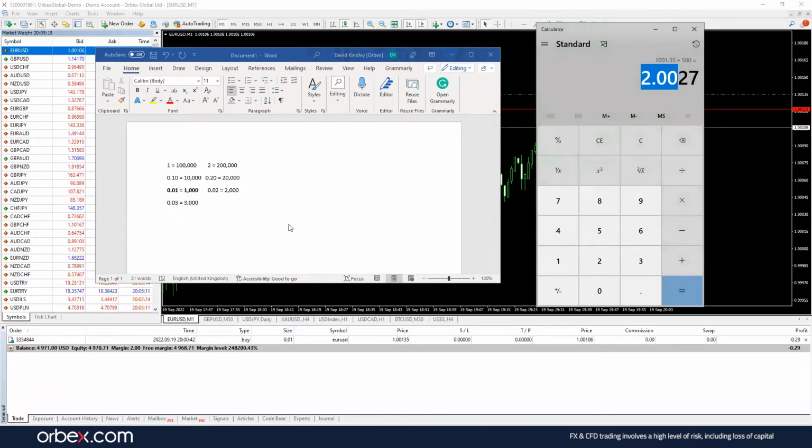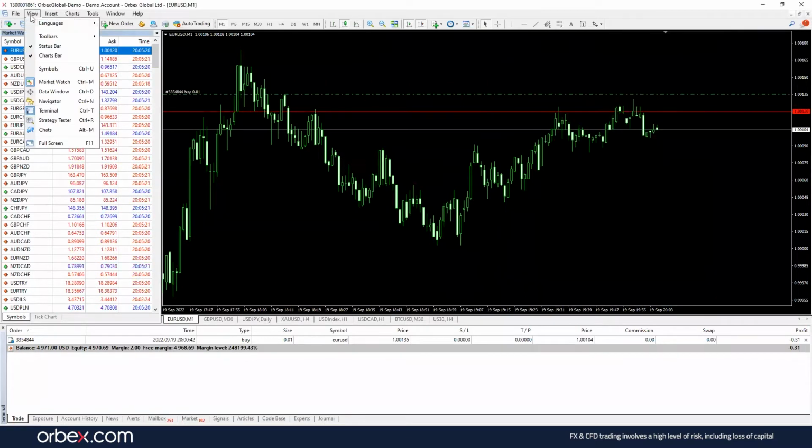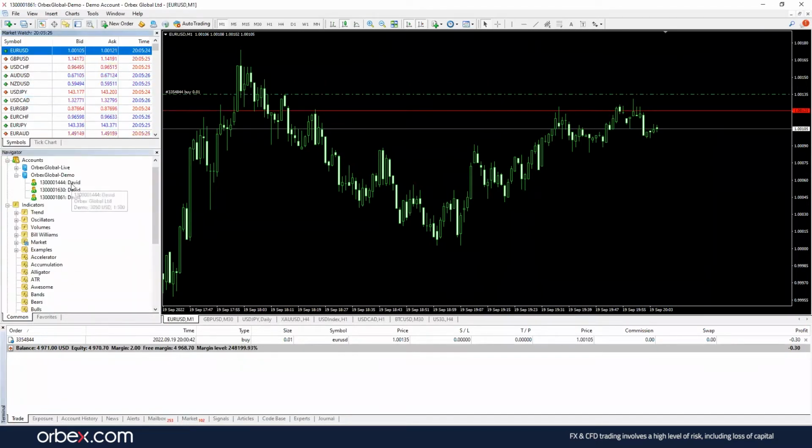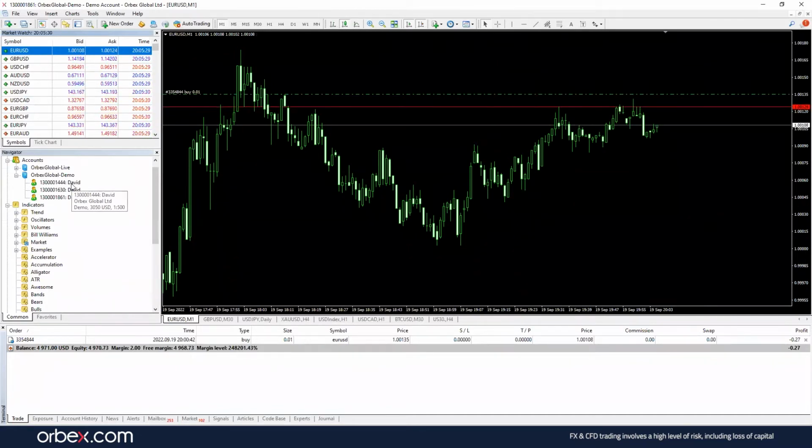So this is the whole point. The leverage is very important to understand, which we'll get into shortly, but to view your leverage, just open the navigator bar, and I've got all my demos here. As you can see here, where it says demo 3050 USD, this is my balance. It's got the leverage next to it. So this is $5,000 and this is $4,971. But as you can see, the 1 to 500 leverage is there. So that's the leverage amount that I'm using at the moment for this particular account.